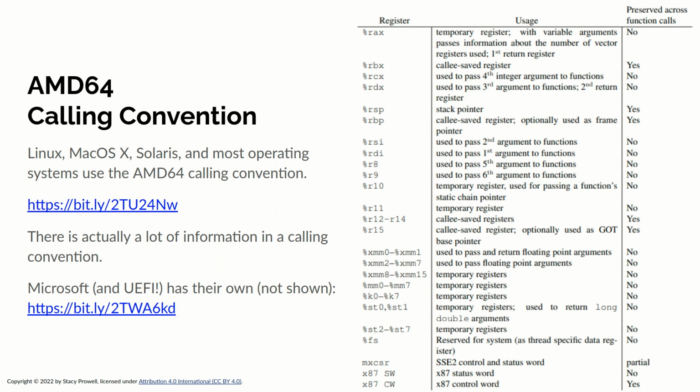Here is a quick snapshot of part of the AMD 64 calling convention. This is a really important piece of information. You should keep track of this particular slide. It's useful stuff. Linux, macOS, Solaris, most operating systems that are built to work on the AMD 64 architecture use the AMD 64 calling convention. Why wouldn't you use it?